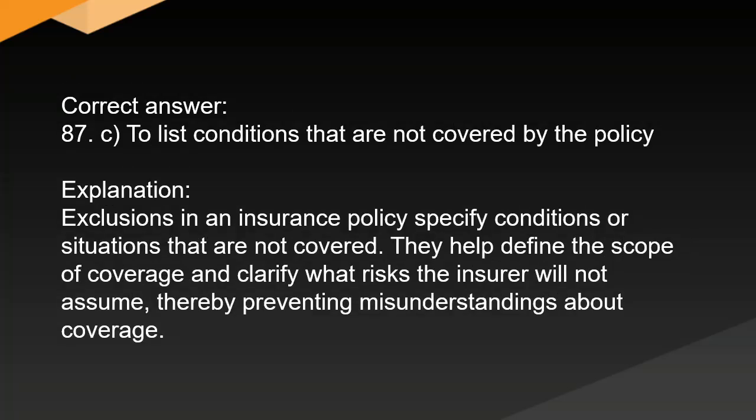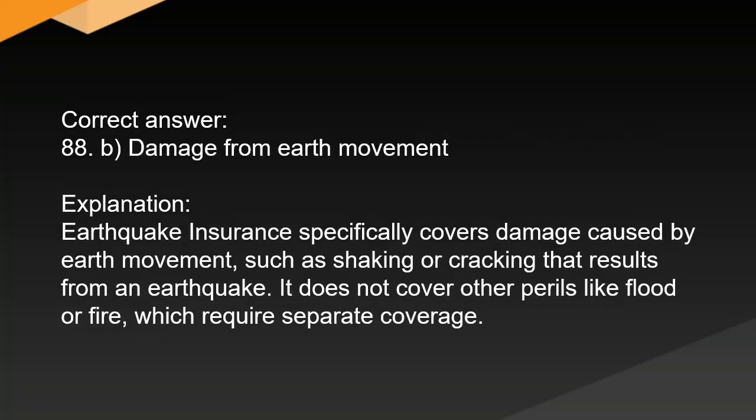Correct answer. C. To list conditions that are not covered by the policy. Explanation. Exclusions in an insurance policy specify conditions or situations that are not covered. They help define the scope of coverage and clarify what risks the insurer will not assume, thereby preventing misunderstandings about coverage.